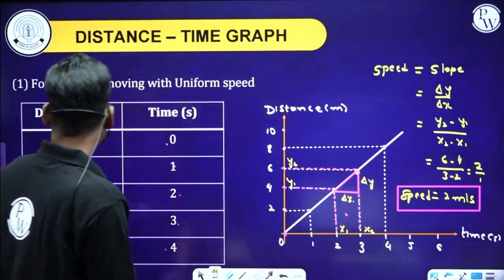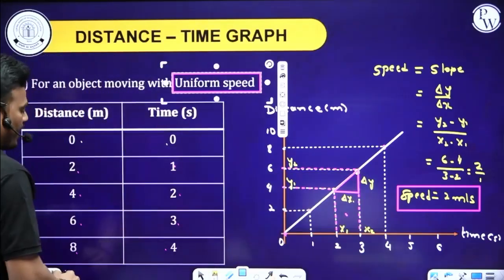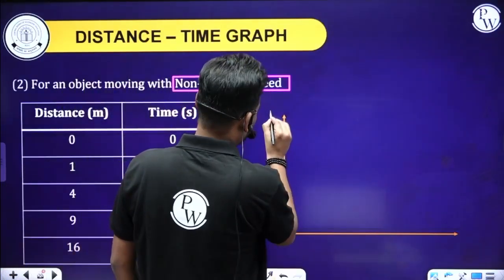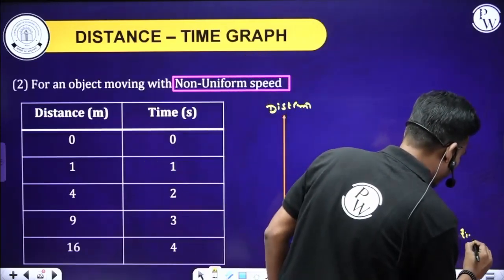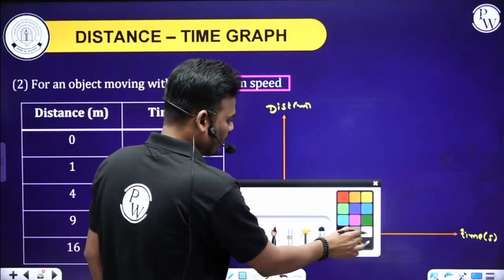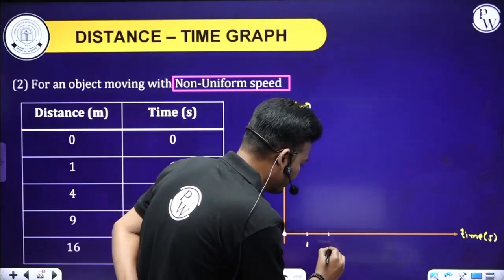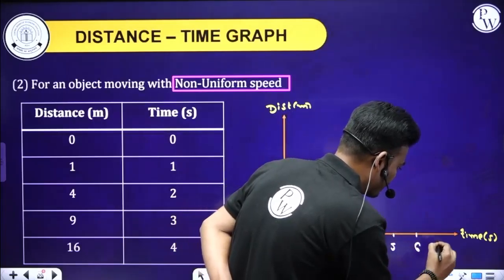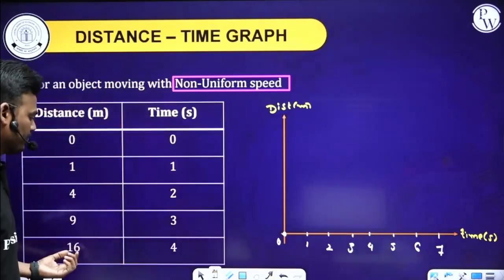Got it? Now let's move on to the next case. The first case was for uniform speed. Next, let's see non-uniform speed. Same way, this is the distance in meters, and this is the time in seconds. Let's consider this is the origin, and this is 1 second, 2 seconds, 3, 4, 5, 6, and 7 seconds. And displacement, you can see up to 16 meters.